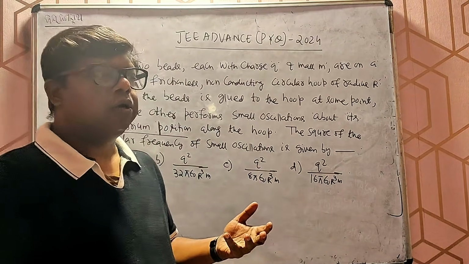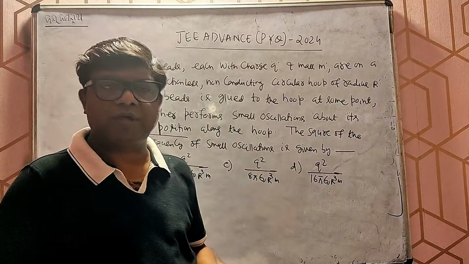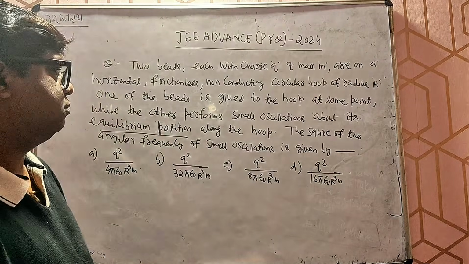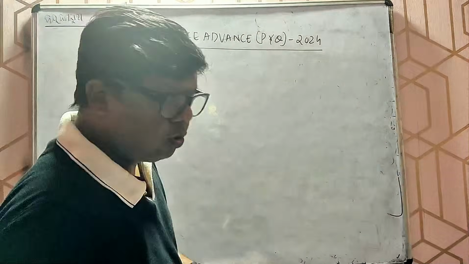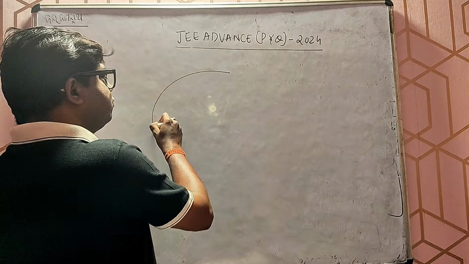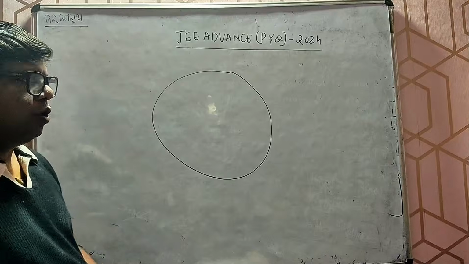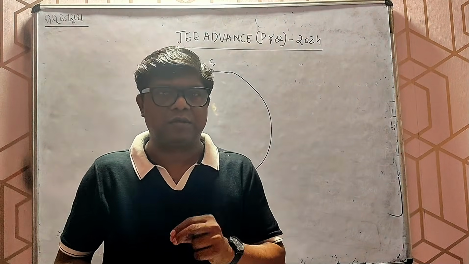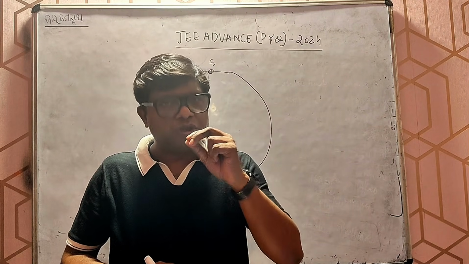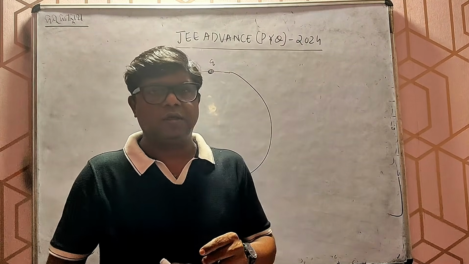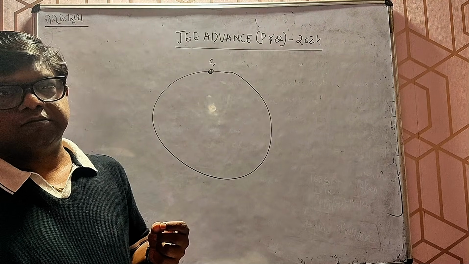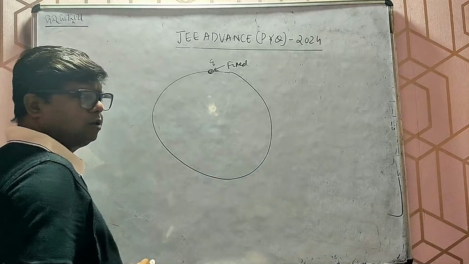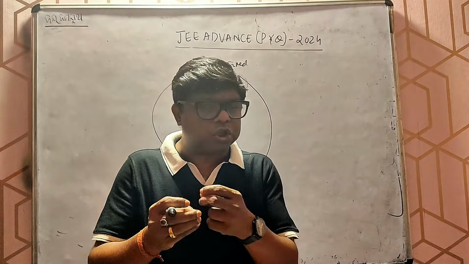So this question was asked in JEE Advanced in 2024. How will we solve it? Look, this is a hoop. The question says one of the beads, having charge q, is glued, is fixed, and the other charged particle makes small oscillations about the equilibrium position.